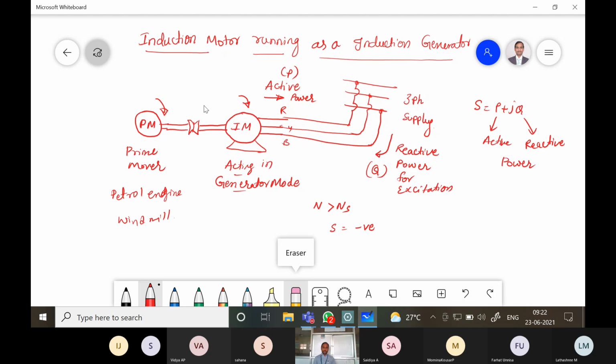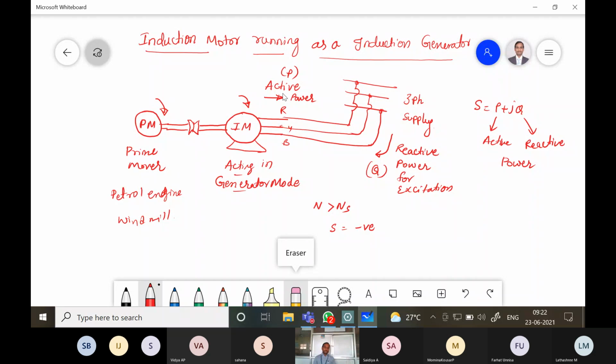So we need to rotate the conductors. We need to rotate the rotor, and then only the magnetic flux will be cut by the conductor. Then EMF will be induced in the conductor. So that EMF will give the active power.